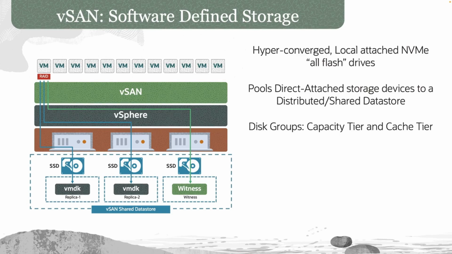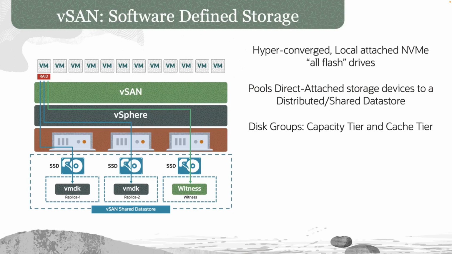There would be a set of NVMe drives assigned as the capacity tier and another set of NVMe drives as the cache tier. Capacity tier is used as persistent storage for the VMs, and it is also used for read cache. The cache tier is dedicated for performance-related operations like write buffering.